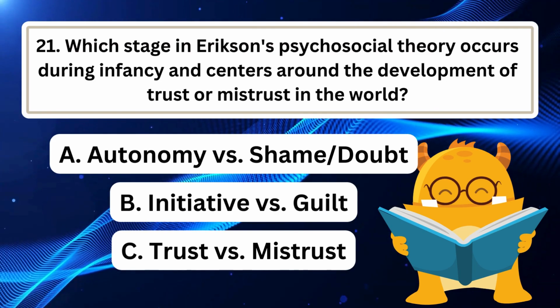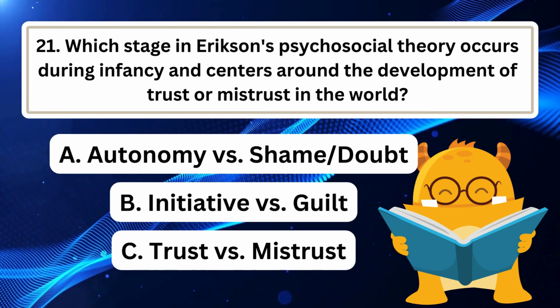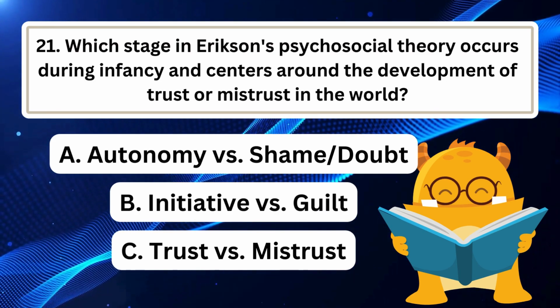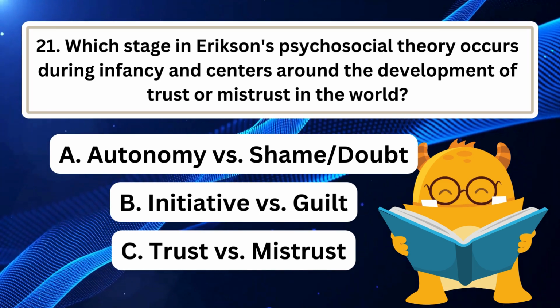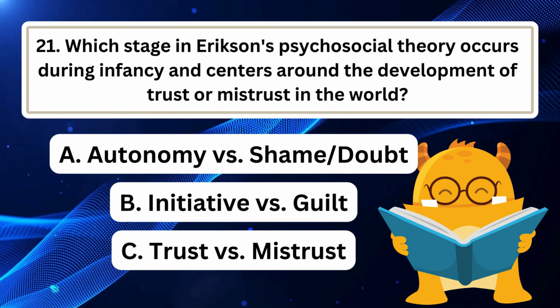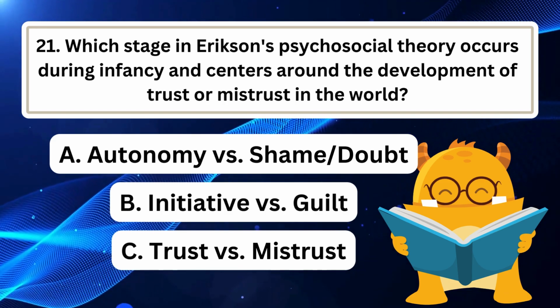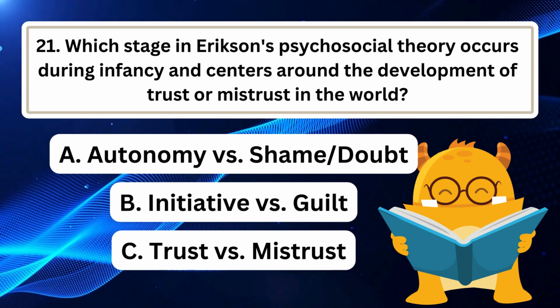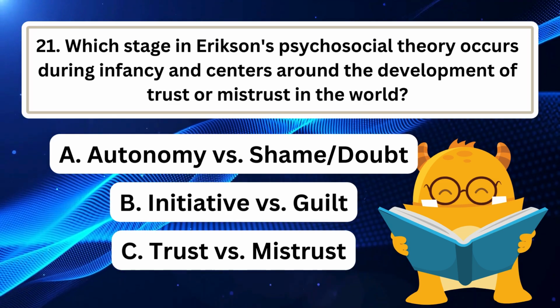21. Which stage in Erikson's psychosocial theory occurs during infancy and centers around the development of trust or mistrust in the world? A. Autonomy versus shame-doubt. B. Initiative versus guilt. C. Trust versus mistrust.